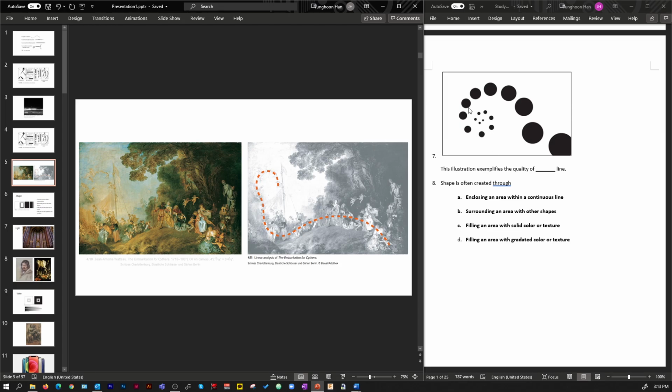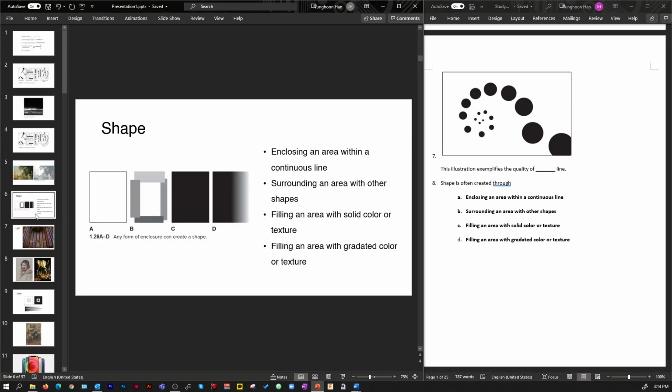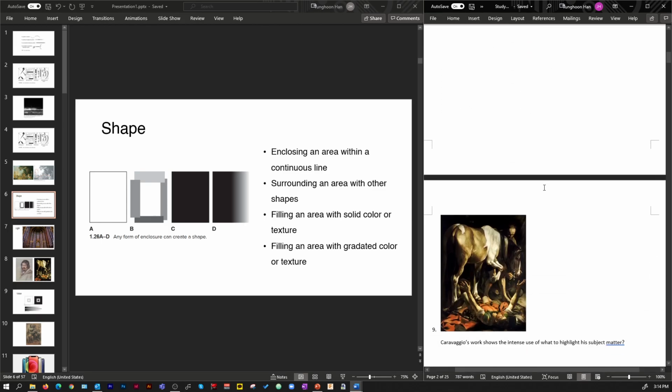So the use of this kind of principle can be shown in this example, where the artist just kind of connected all these subject matters and then created this kind of curvature line to unfold his narrative within this work of art. And number 8 is also kind of a long one. So shape is often created through enclosing an area with a continuous line, surrounding an area with other shapes, and filling an area with solid color or texture, or filling an area with gradated color or texture. This is how you can create a shape using the visual elements.